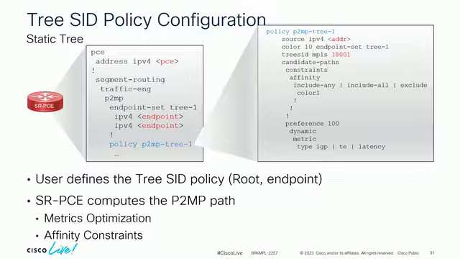With this configuration, the SRPCE will compute the path. It will identify the optimal branching points between the root node and the leaf nodes in a way that satisfies all the relevant candidate path constraints.